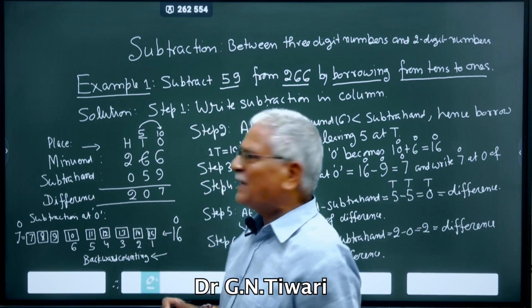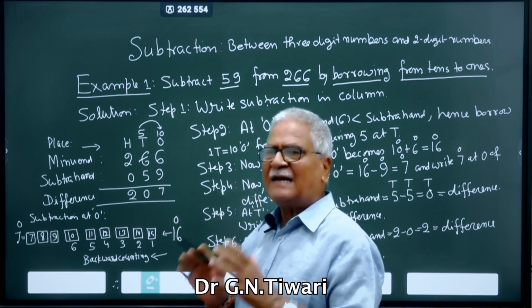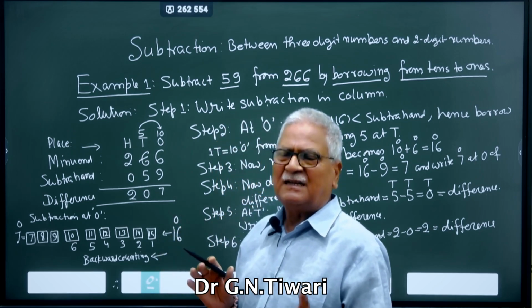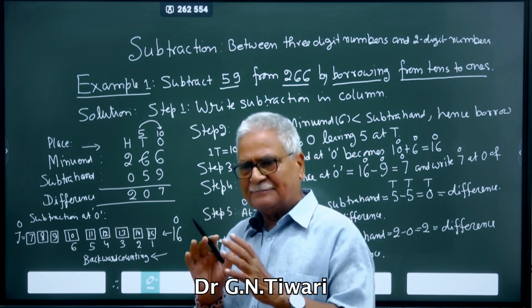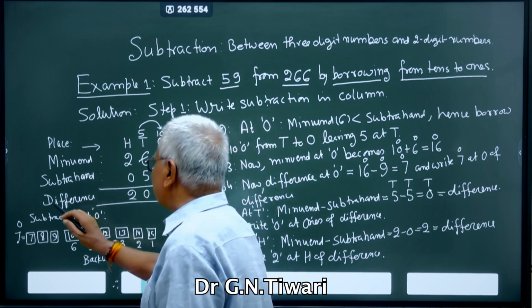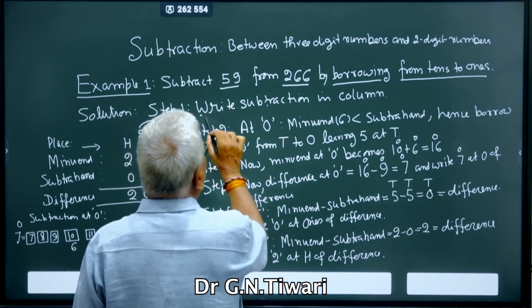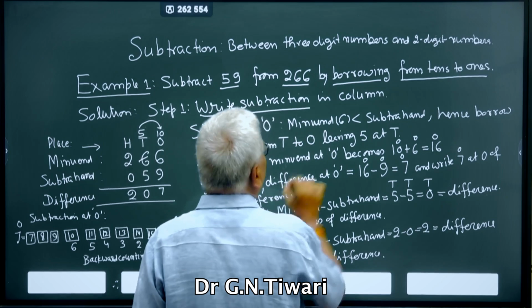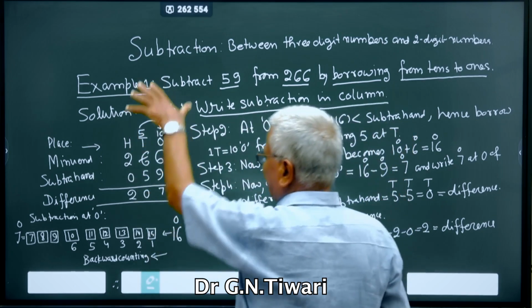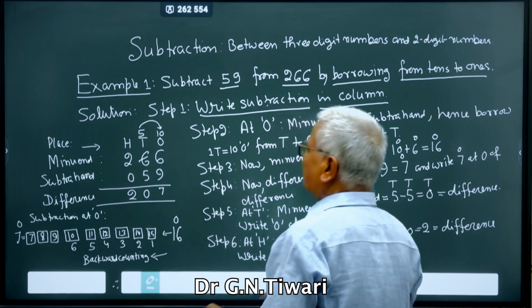A student may be surprised that I have written 0 here. Because in any number, if you write 0 on the left-hand side, the number remains the same. Because of that, I have put 0 here. And the difference is written here. Now just go stepwise. Write the subtraction in column as I have written here: 266 minus 59.